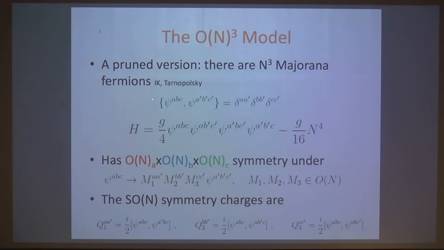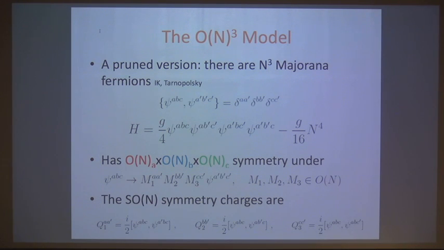So then what do you do? You just have the anti-commutation relations between these fermions, and you form this tetrahedral product of 4 fields, and make an energy shift to make the spectrum exactly symmetric around 0. I'll show you why that works. And this model has actually exact O(N) cross O(N) cross O(N) symmetry of the spectrum. So you can just start constructing the spectrum. You think of these as gamma matrices in n cubed dimensions, right? In the Majorana representation. There are exact SO(N) symmetries with these charges.